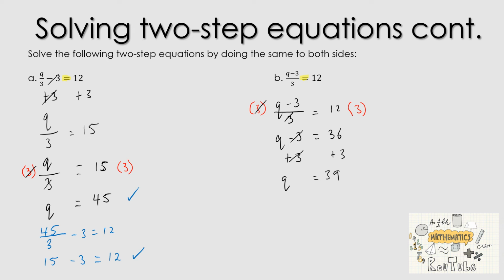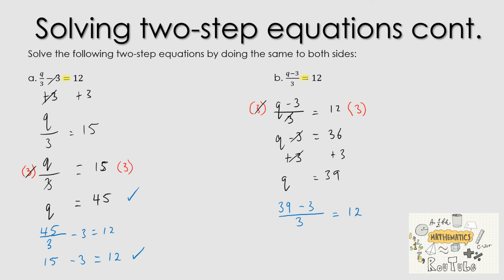Now again, let's check our answer. So we're going to redo substituting the value for q. So we've now got 39 minus 3 over 3 equals 12. And let's see if it is correct.